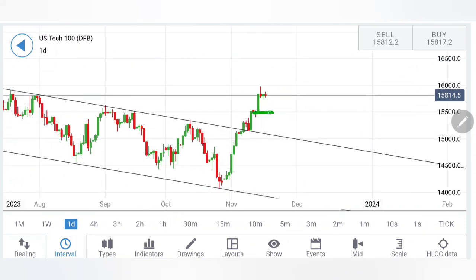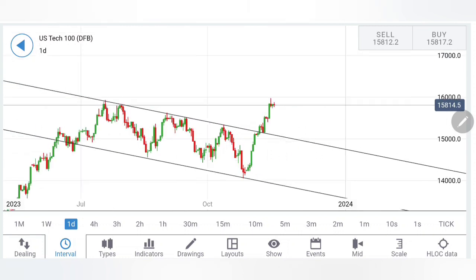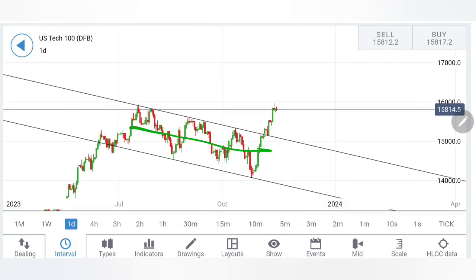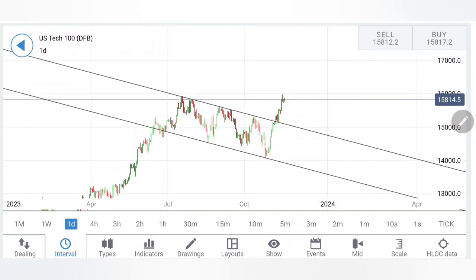As long as 15,500 is respected, we are not going to treat Tech 100 as bearish. It can possibly recover strongly, and in fact, in the near term, that is for the next couple of weeks, as long as 15,000, 15,200 is respected, we are not going to treat this as bearish. This is very, very clear. Yes, this is coming out of this flag formation. Higher highs are done. Just wait for it to break past 16,000 levels.